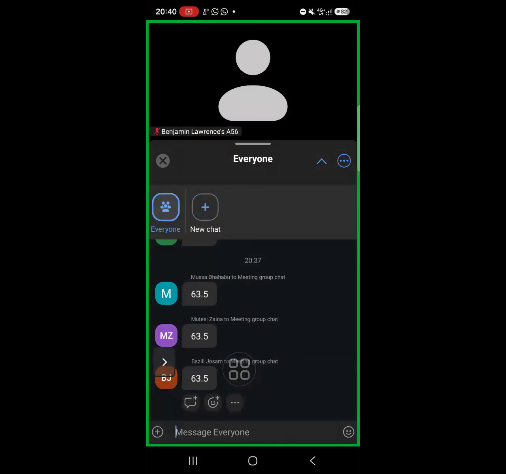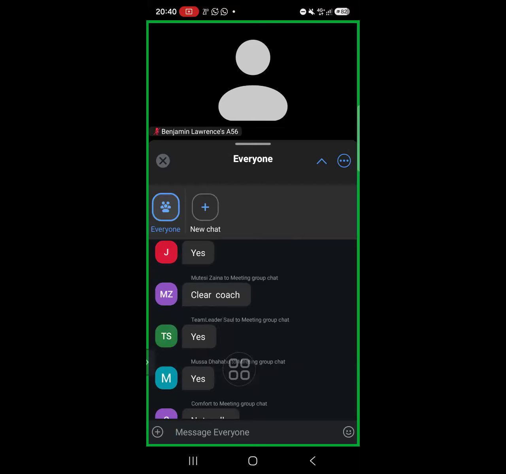Is this clear? Is this clear? If it is clear, please give me a yes.